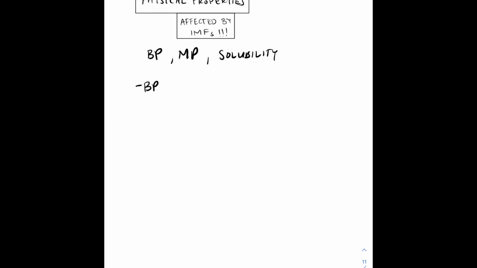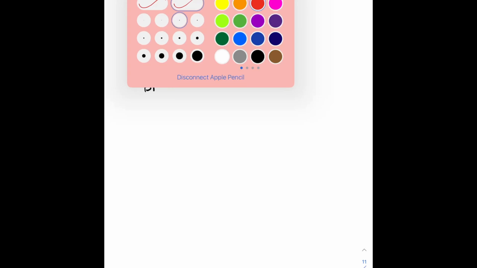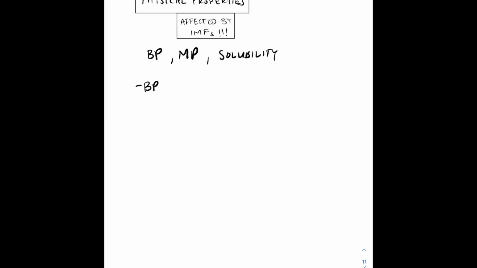So let's do boiling point first. So the boiling point, basically the functional group determines the boiling point. Okay, functional group determines boiling point. So remember we were talking about pretty much alkanes, not alkanes, but hydrocarbons as one of the functional groups.